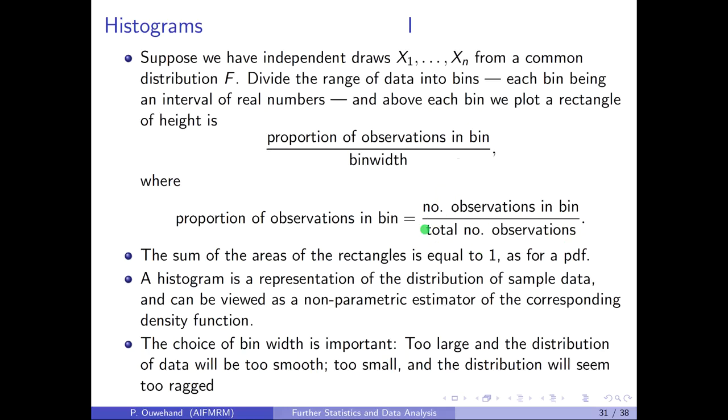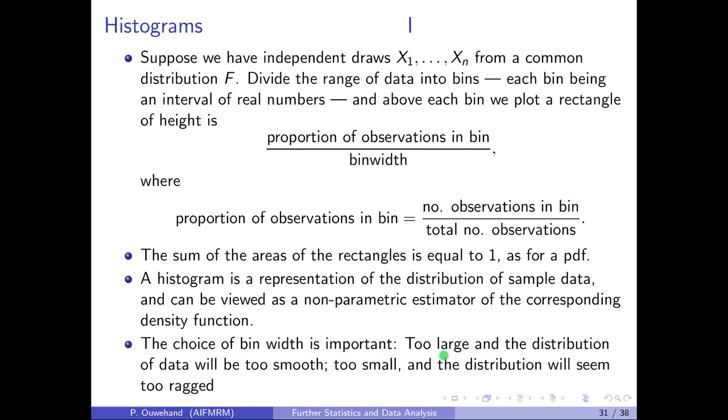In that case, as you can easily verify, the sum of the areas of those rectangles is equal to 1, as for a PDF. We can therefore think of a histogram as a representation of the distribution of the sample data, and it can be viewed as a non-parametric estimator of the corresponding density function. Now the choice of bin width is very important. Most software will do this for you automatically, but you may occasionally need to play around with the bin width.